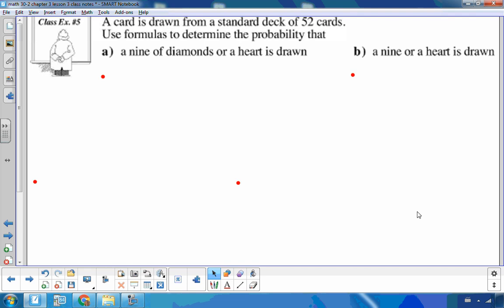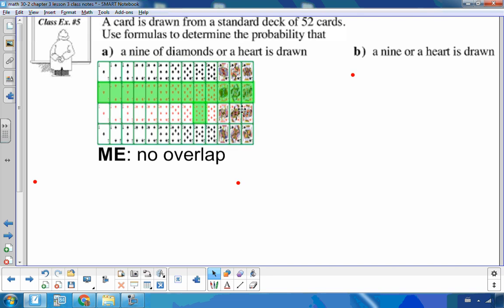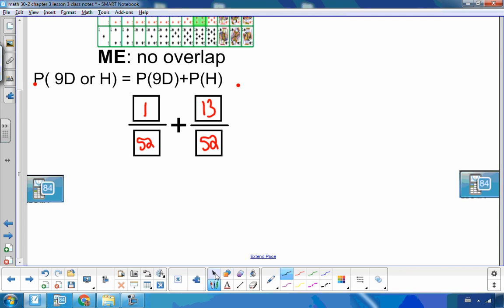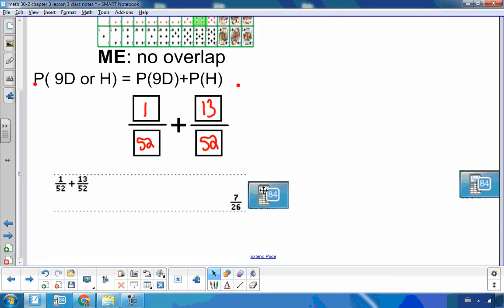Let's look at class example number 5. So we're drawing a card from a deck of 52, and I want to, using formulas, determine the probability of, first one, 9 of diamonds or a heart. So looking at the deck of cards, there is no overlap. 9 of diamonds and hearts, there's no overlap. So these are just the individual probabilities added together. So probability of picking a card out of the deck being diamonds, there's 1 9 of diamonds out of 52. Hearts, out of the 52 cards in the deck, 13 of them are hearts. So I can add those together on the calculator and put them into lowest terms, and I get that the probability is 7 out of 26.